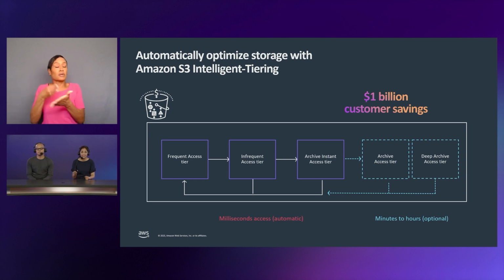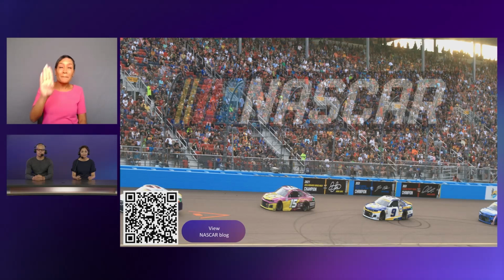With the archive instant access tier, you can save up to 68% on your storage costs. For even deeper storage cost savings, we also offer opt-in asynchronous archive tiers for objects that become rarely accessed. In fact, Amazon S3 Intelligent Tiering has saved customers more than $1 billion in storage cost savings.